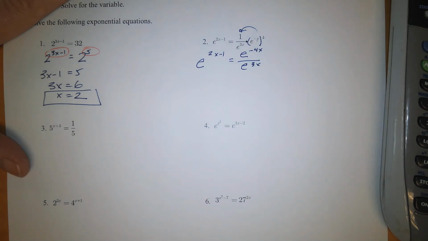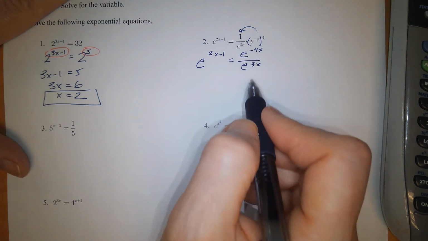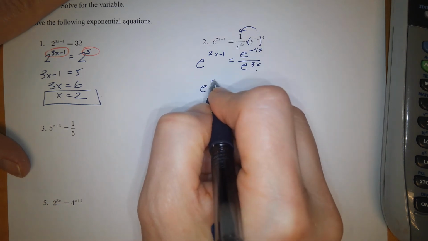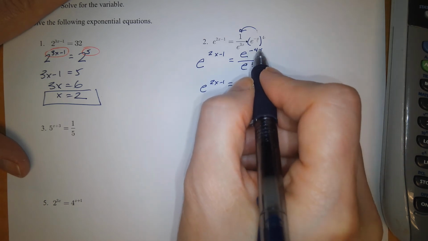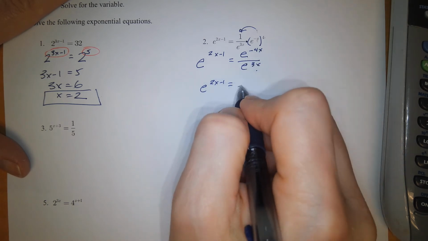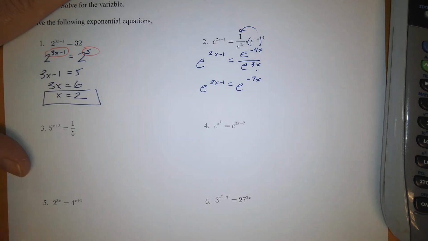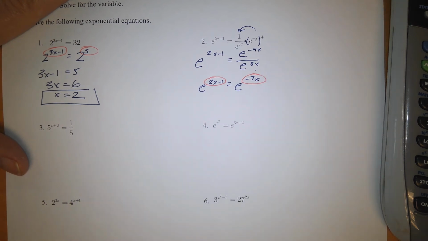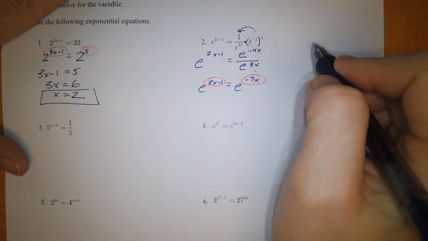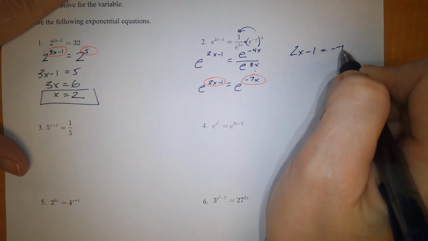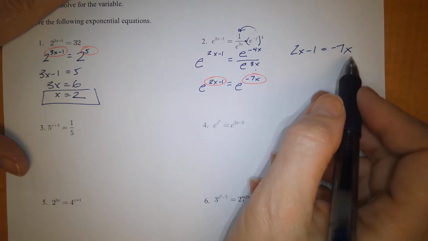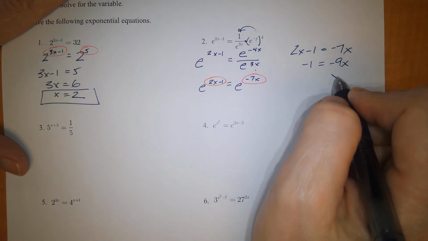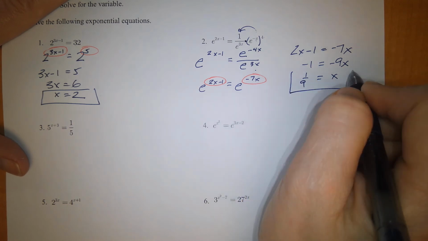Now I can simplify these because when you have a base divided by another base, you can subtract exponents. So negative 4x minus 3x is negative 7x. So now I can set these two exponents equal to each other, and I can solve. So 2x minus 1 equals negative 7x. So if I subtract 2x, I get negative 9x. And when I divide by negative 9, I get 1/9.